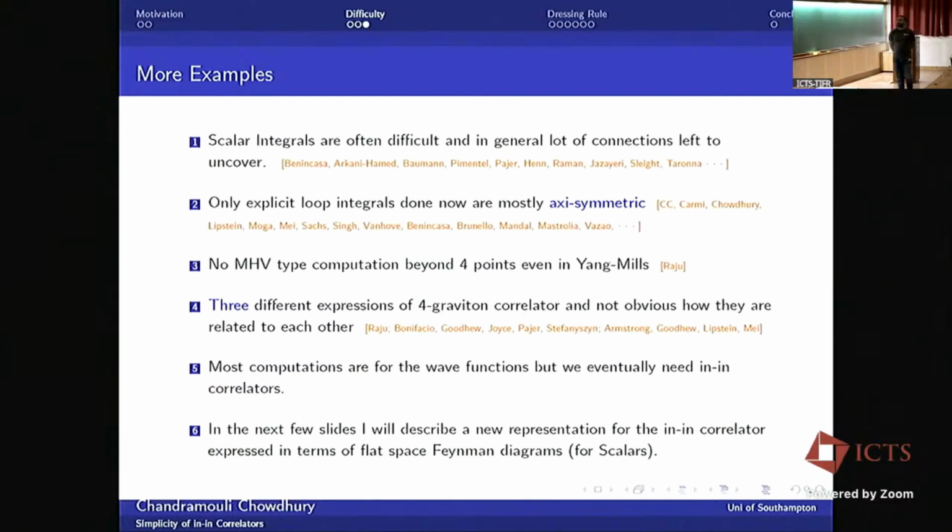Good. Now, again, all of this progress here, even for spinning theories, has all been for the wave functions. But as we just described, for the in-in correlator, you have to do one more step. And in the next few slides, I'll hopefully give you a slightly new formula where we'll directly compute the in-in correlator by using Feynman diagrams.